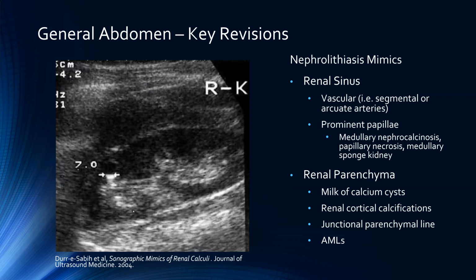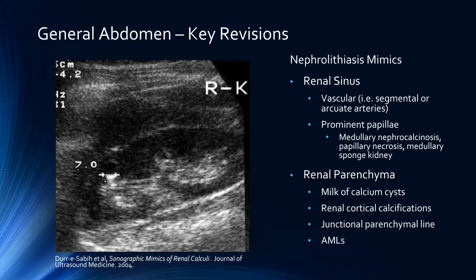Lesions in the renal parenchyma are typically a little bit easier to differentiate from stones, as they often localize obviously more peripherally within the renal cortex than a renal stone would. Nevertheless, some of the lesions, if they are located a little bit more centrally, can make differentiation more challenging. A common thing that you can see within the renal parenchyma that can mimic a stone would be a milk of calcium cyst.